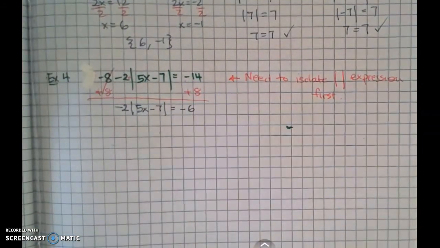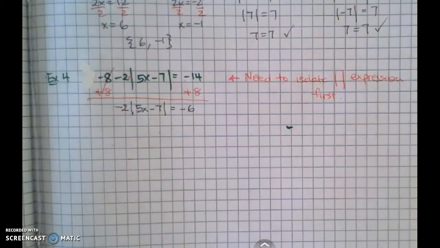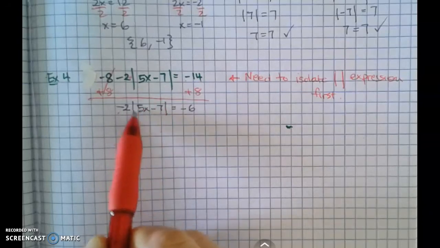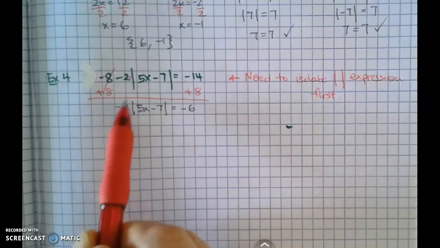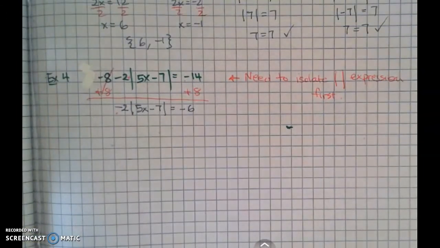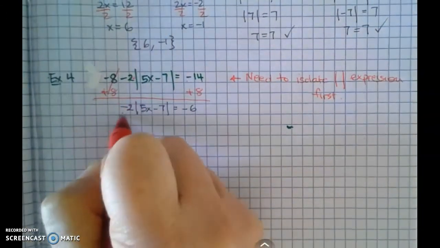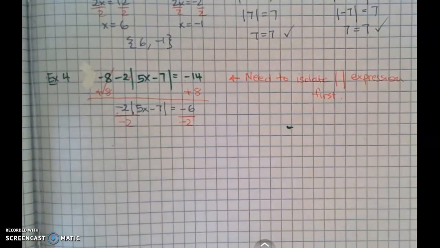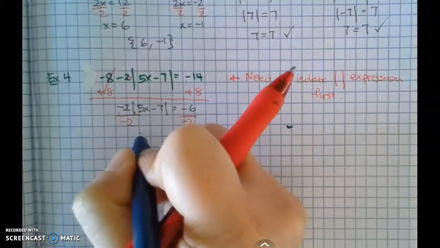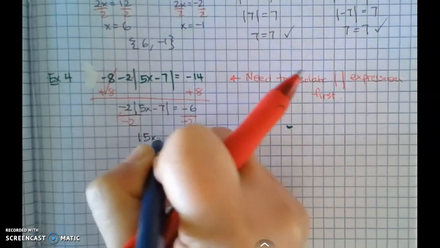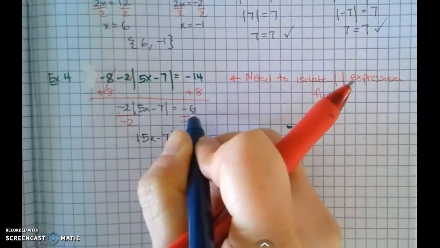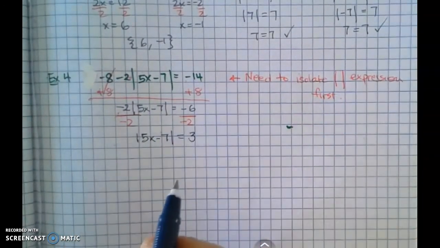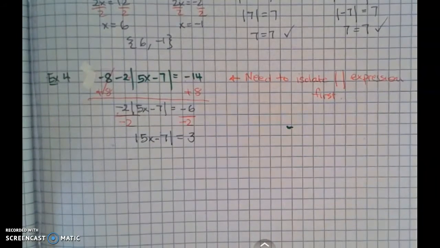And then from here, I see that negative 2 is being multiplied to the absolute value function. So again, I want just the absolute value function. I don't even want the negative 2 being multiplied to it. So I am going to divide both sides by negative 2. Whatever I do to one side of the equal sign, I need to do to the other side. So that leaves me with 5x minus 7 in absolute value is equal to negative 6 divided by negative 2, which is positive 3. Now this looks a lot more familiar. We know how to deal with this.